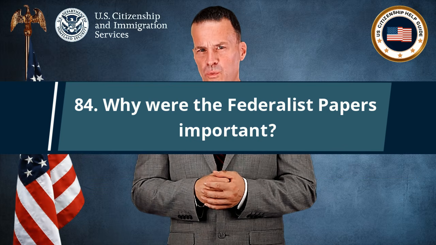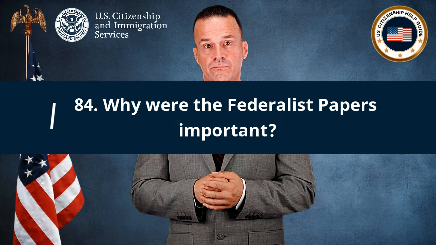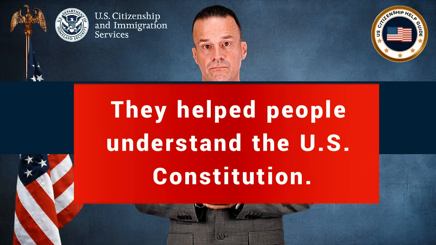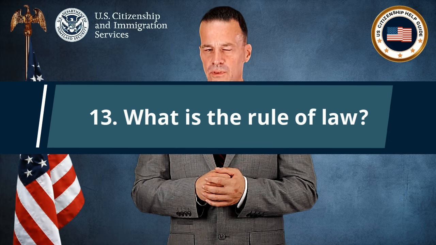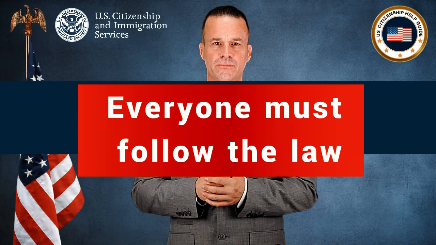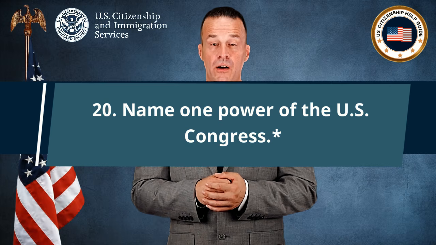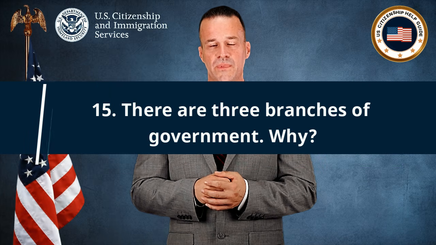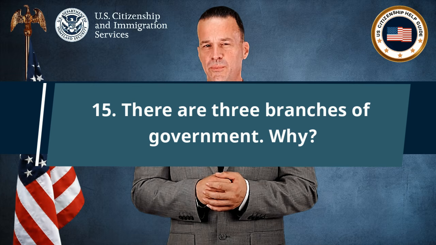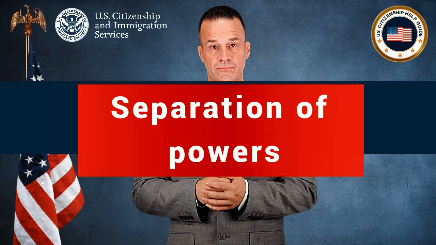84. Why were the Federalist Papers important? They helped people understand the U.S. Constitution. 13. What is the rule of law? Everyone must follow the law. 20. Name one power of the U.S. Congress. Writes laws. 15. There are 3 branches of government. Why? Separation of powers.